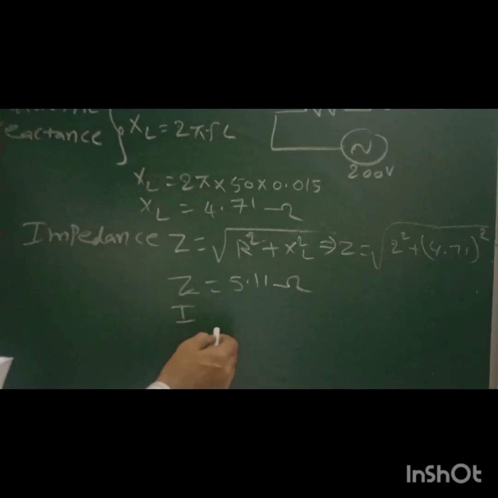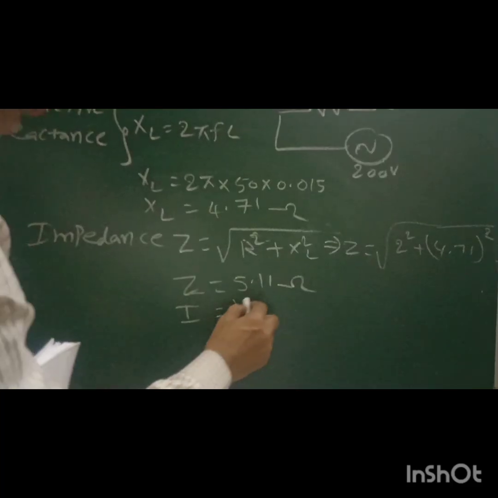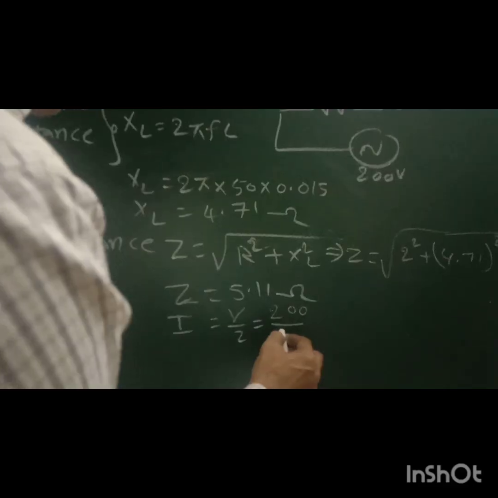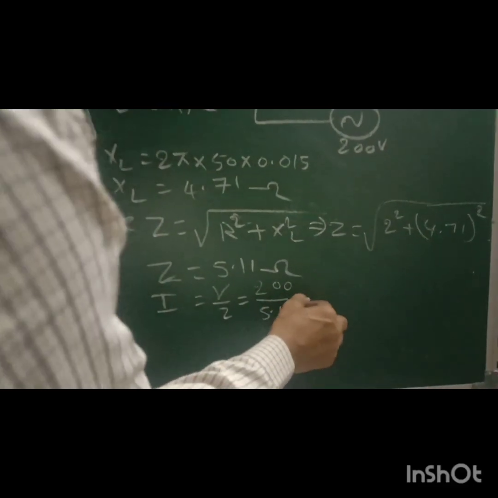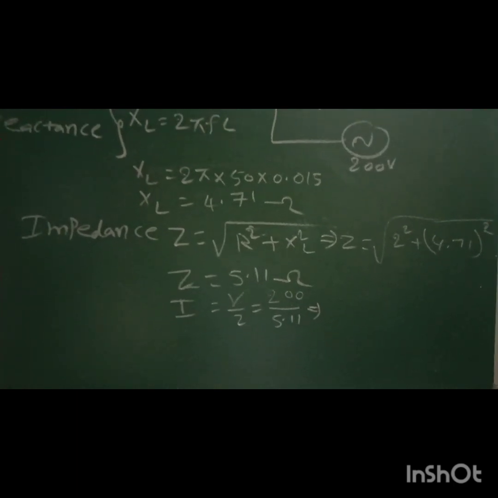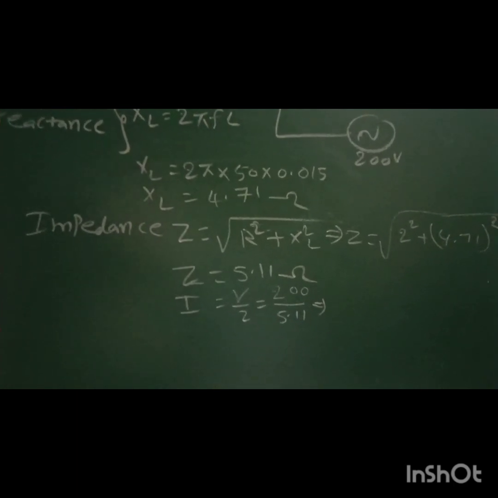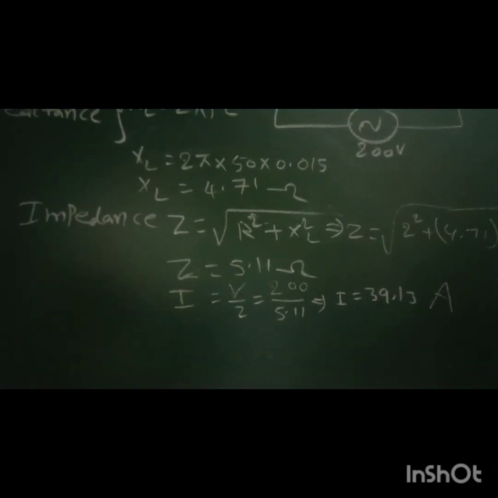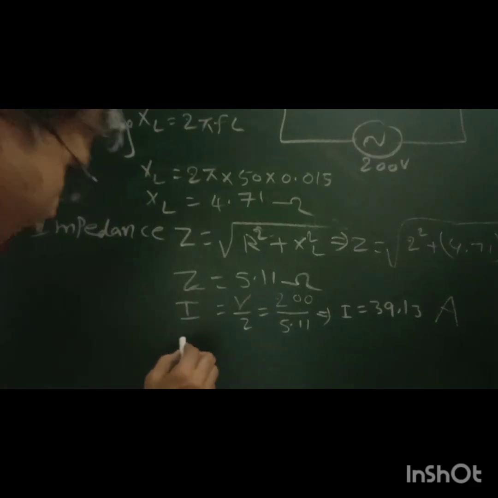Next, another bit is the current. In an AC circuit, current I is equal to V by Z. What is V here? V means supply voltage, 200, by what is Z here? 5.11. That implies 200 by 5.11. What is the value? 39.13. Current is measured in amperes. So I is equal to 39.13 amps.